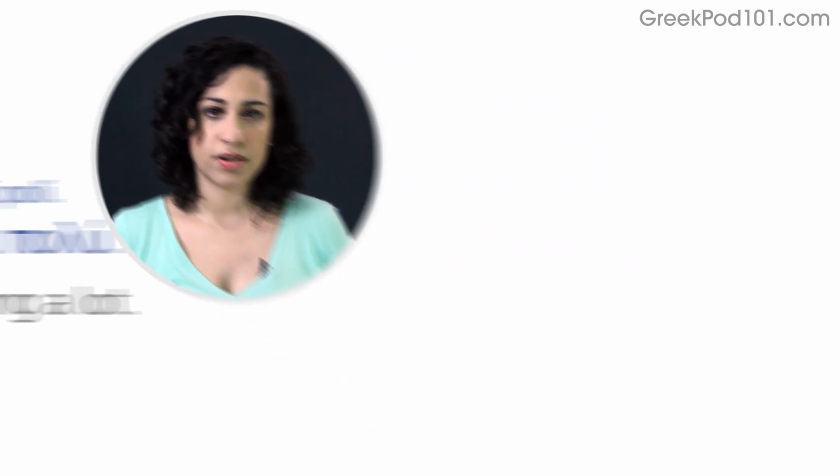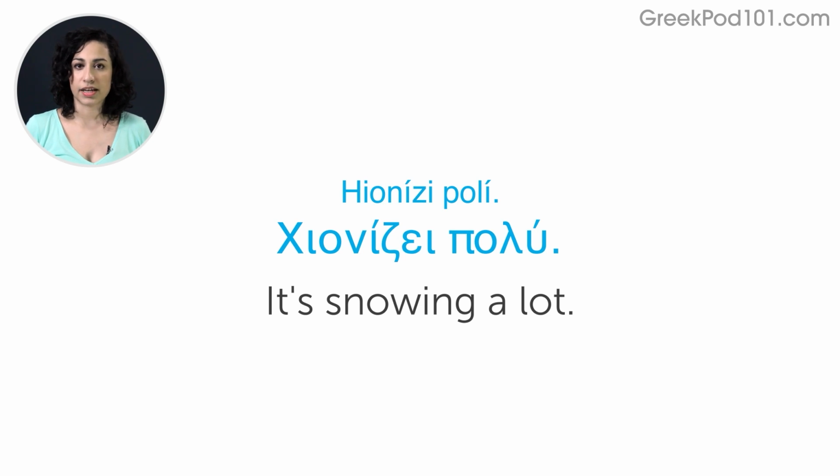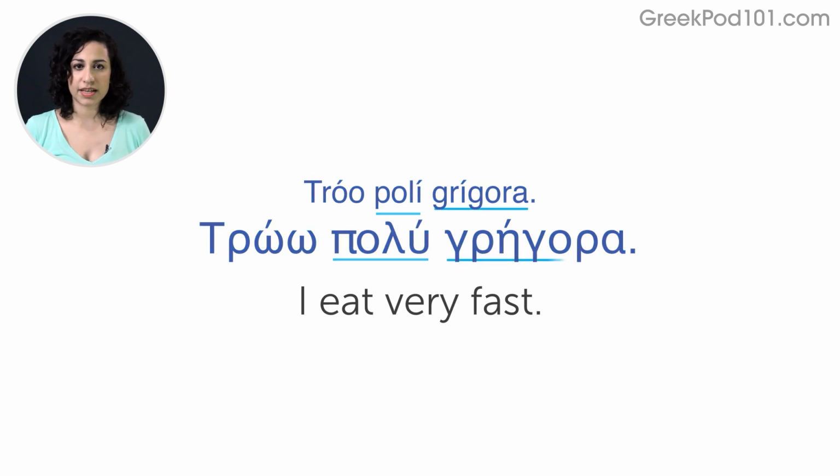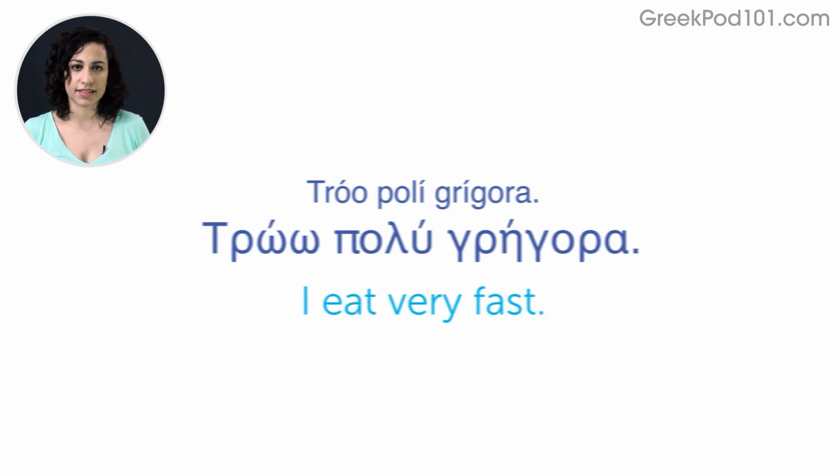First, let's see the first type, where poli is an adverb. In this case, it is not declined, and it can be used in combination with verbs, adverbs, adjectives, and participles. For example, χιονίζει πολύ, verb plus πολύ, it's snowing a lot. Τρώω πολύ γρήγορα, πολύ plus adverb, I eat very fast.